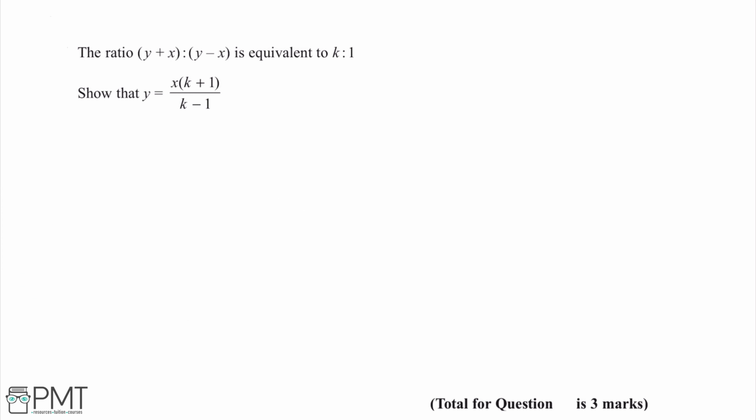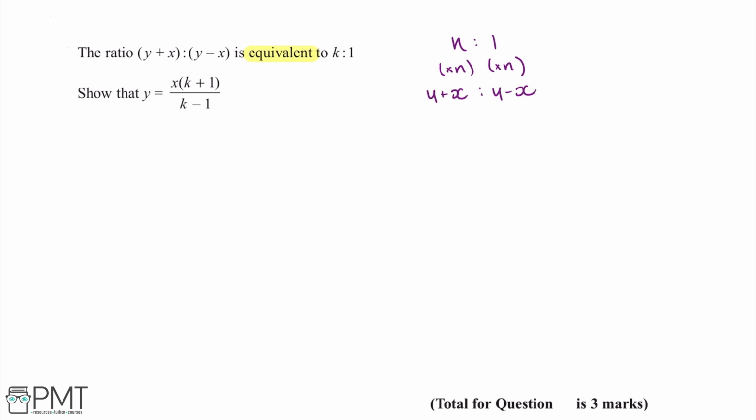The ratio y plus x to y minus x is equivalent to k to 1. Show that y equals x brackets k plus 1 divided by k minus 1. So the fact that this ratio is equivalent to k to 1 means that k to 1, if we multiply both sides by an unknown number, gives us y plus x to y minus x.